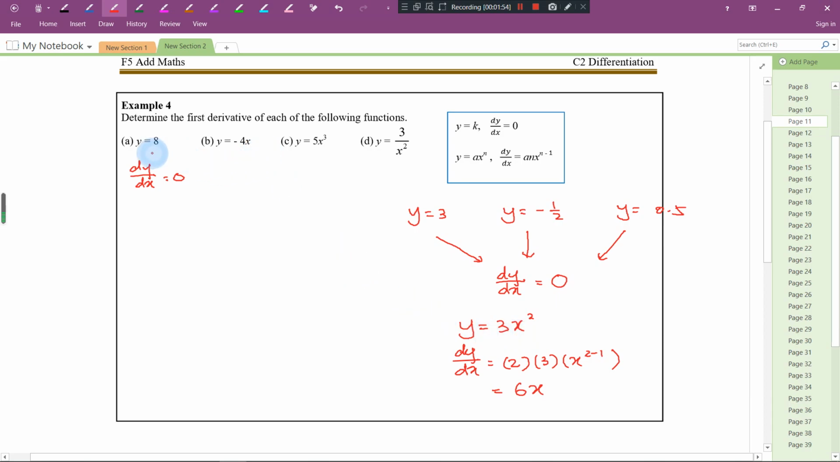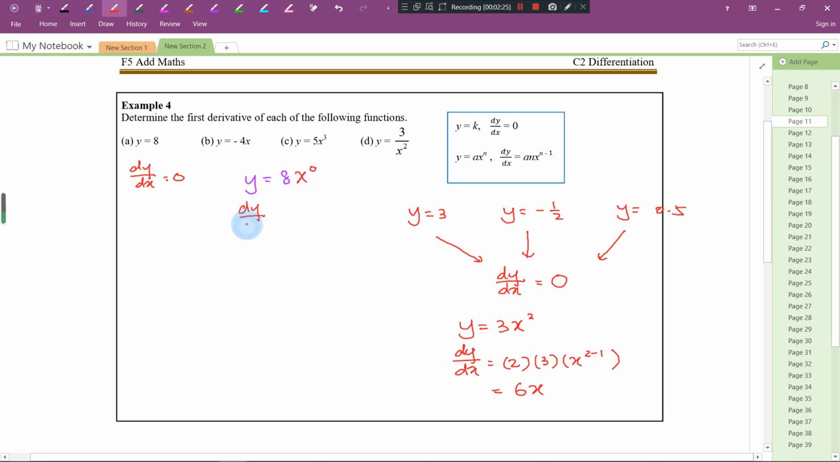If you forget about this one, you actually can use this second formula to help you to get the answer. For example, this one. Let's say I forgot about what's the first derivative of this. I don't know how to find this one. So I can assume that there is an x here, which is raised to the power of 0. Because x raised to the power of 0 is equal to 1, right? So 8 times 1 is still the same thing.